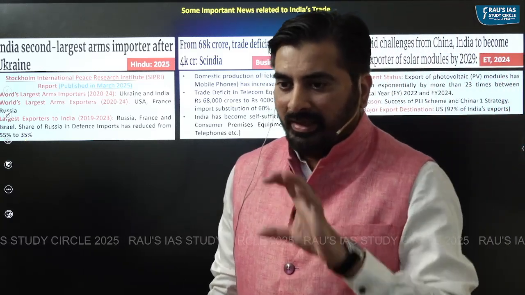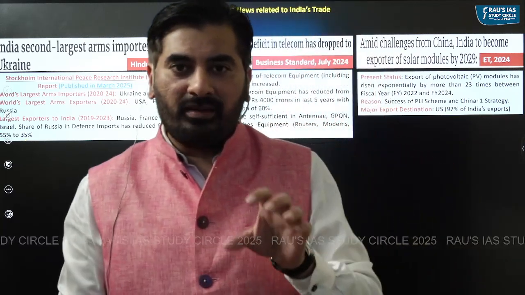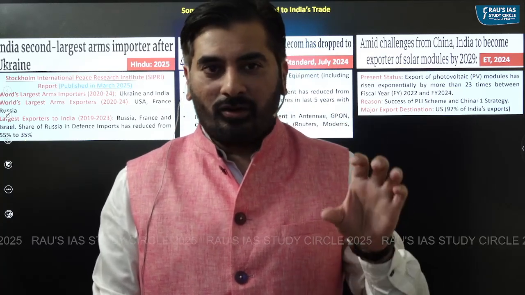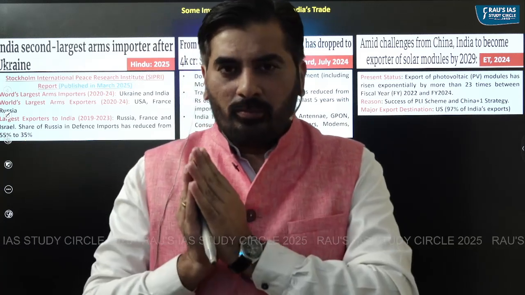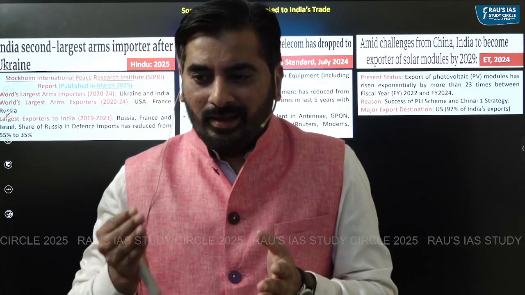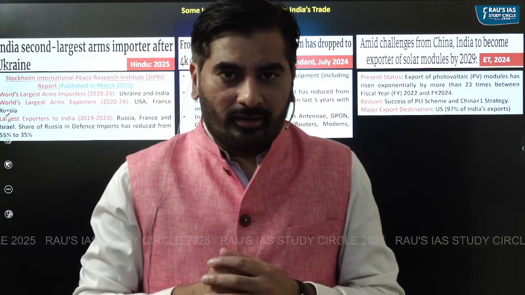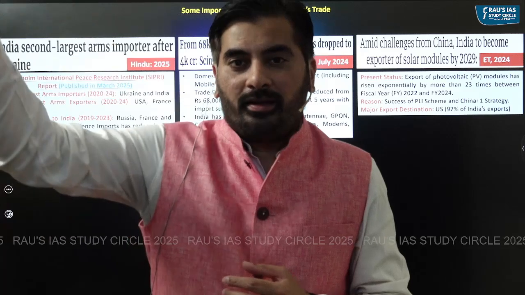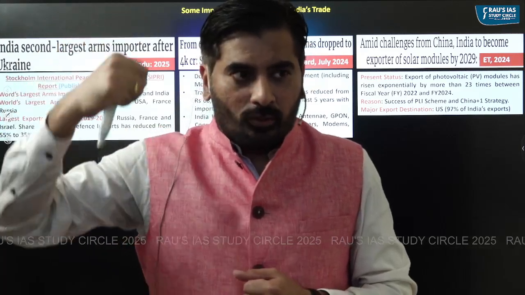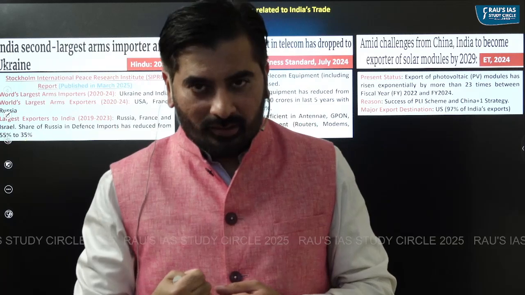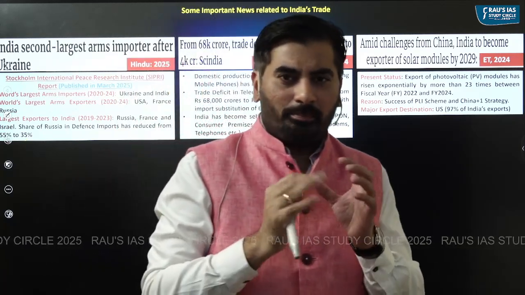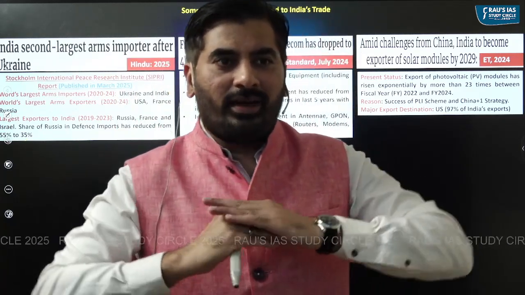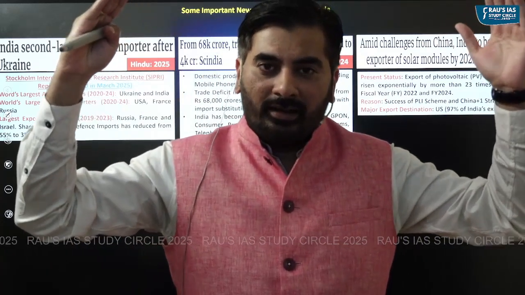China is a global leader in the manufacturing of solar PV cells, accounting for 60% of the manufacturing of solar photovoltaic cells. So India used to import huge amounts of solar panel cells from China, which obviously led to a huge trade deficit and import dependence on China. So in order to become self-sufficient with respect to solar panel cells, we launched the PLI scheme. That is why the production of solar panel cells in India has increased.